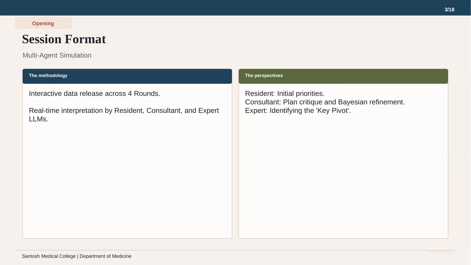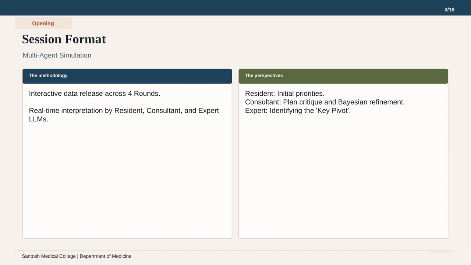On this slide, the methodology and perspectives for our multi-agent simulation are laid out. As you can see in the dark blue box on the left, we will use an interactive data release process spread across 4 distinct rounds. This allows for real-time interpretation by our simulated resident, consultant, and expert models. Notice the green box on the right, detailing the different perspectives.